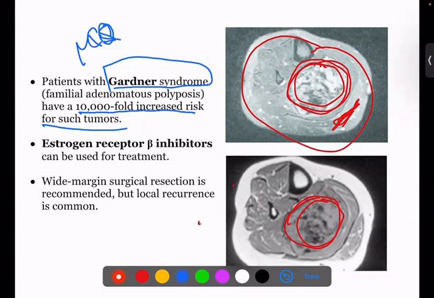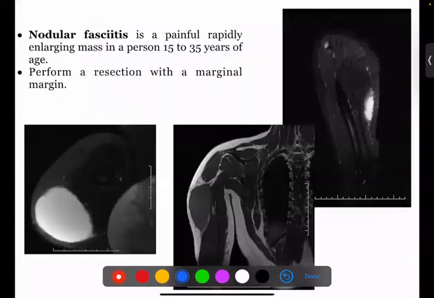desmoid fibromatosis responds well to hormonal therapy, and the treatment is wide margin because they are locally aggressive. They're benign lesions, but they're locally aggressive. Right. Nodular fasciitis.